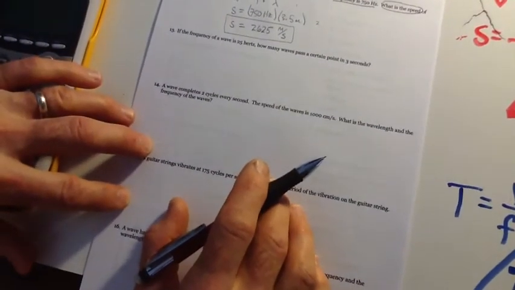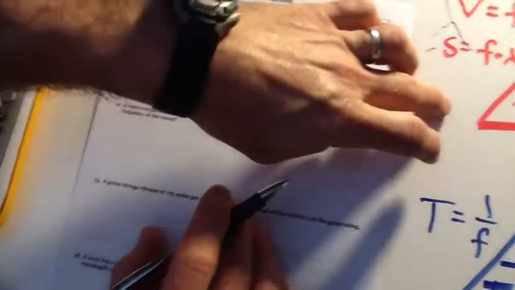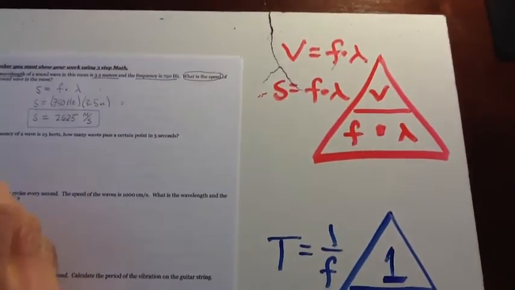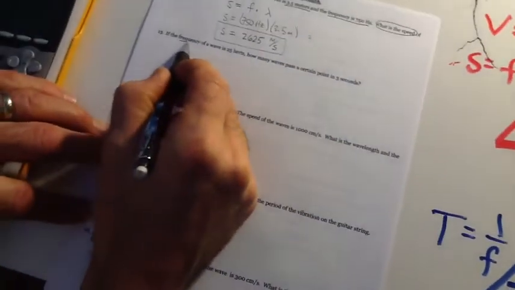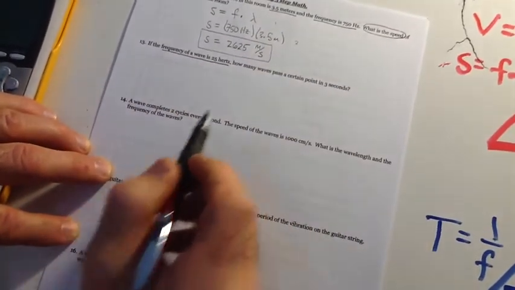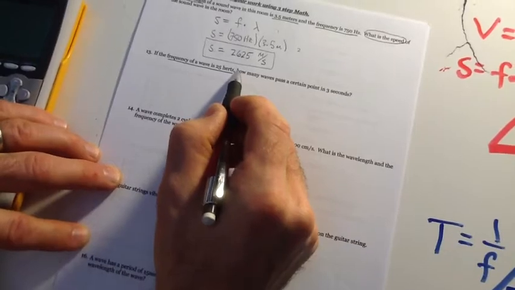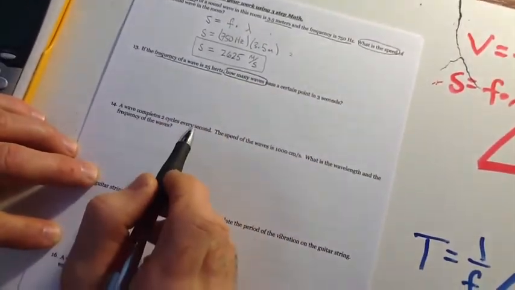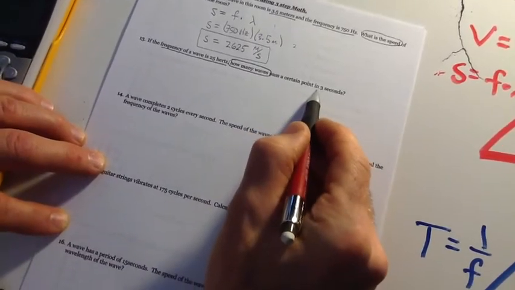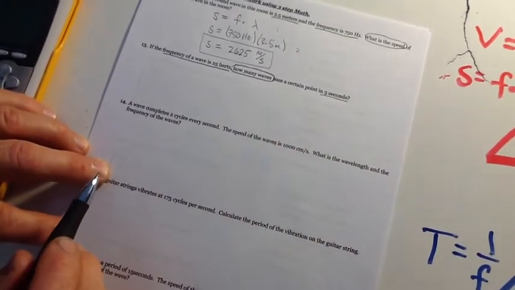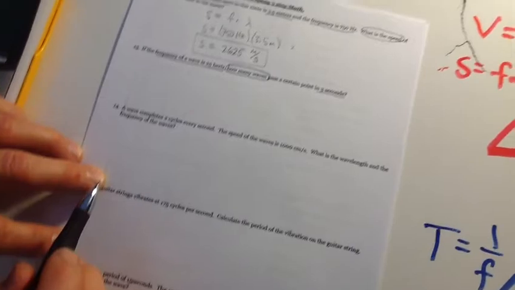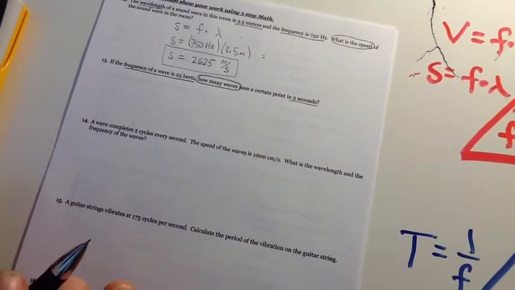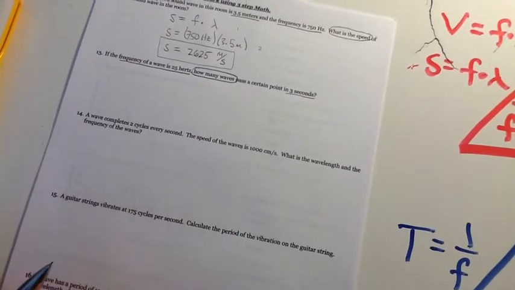Okay, back we go. Question number 13. Again, we have our two triangles over here. These are what we are going to be using. Underline what they give you. Frequency is 25 hertz. How many waves? I always circle what they're asking you. Pass a certain point in 3 seconds. So what we have to ask ourselves is, what are they really asking for? So how many waves pass a certain point in 3 seconds?